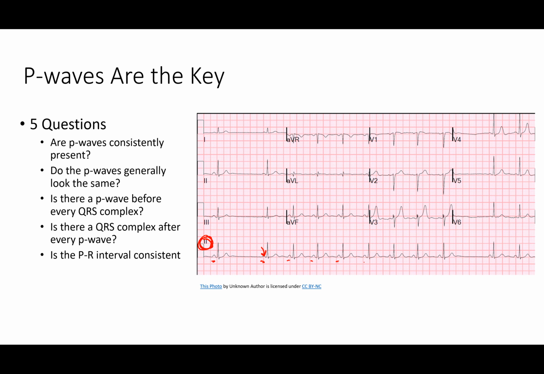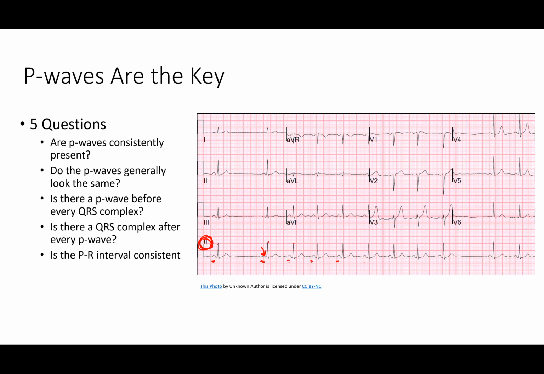Okay, the third question would be, is there a P wave before every QRS complex? So here's a QRS complex, and there's its P wave. Here's a QRS complex, and there's the P wave. QRS, P, QRS, P, QRS, P. And down the line, you would see that in this example, yes, there are P waves before every QRS complex.